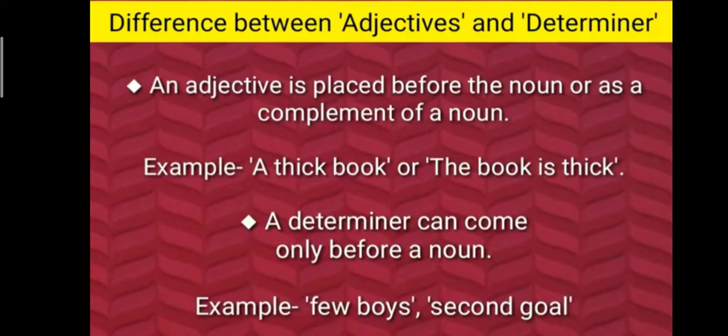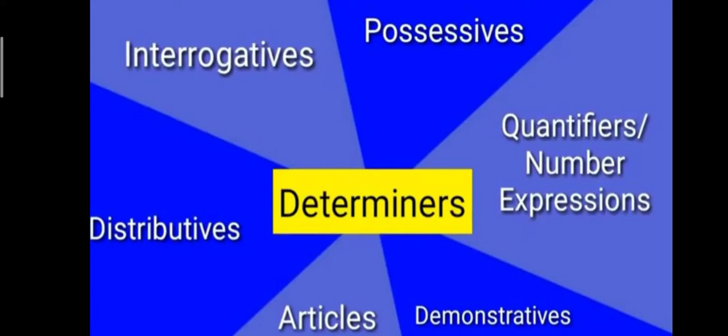Next, an adjective is placed before the noun or as a complement of a noun. For example, a thick book or the book is thick. You can see the position of thick in the sentence. It can be put before the noun, or even at the end of the sentence. So the position of the adjective can change, but determiners are placed only before a noun. For example, few boys, second goal, that is always placed before a noun. So these are some of the differences between adjectives and determiners.